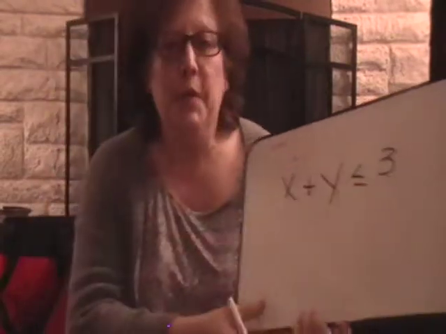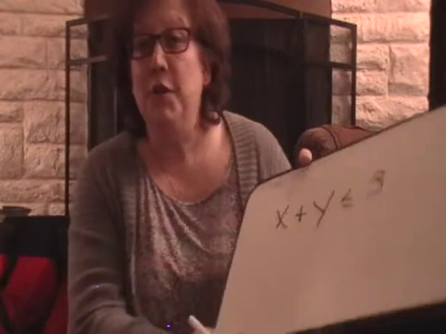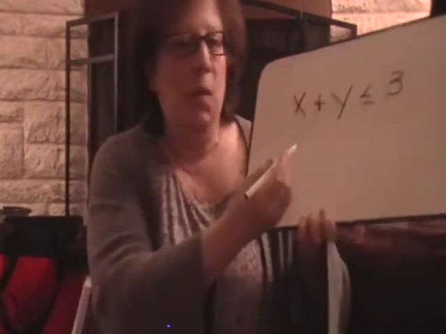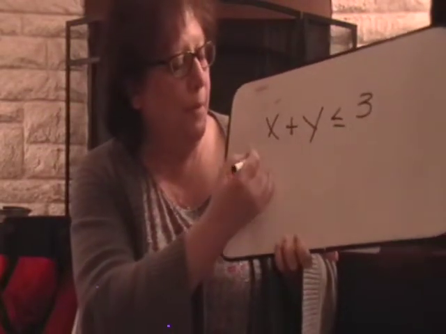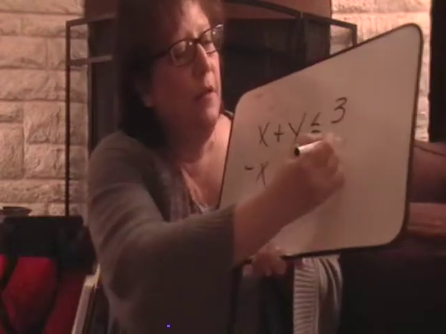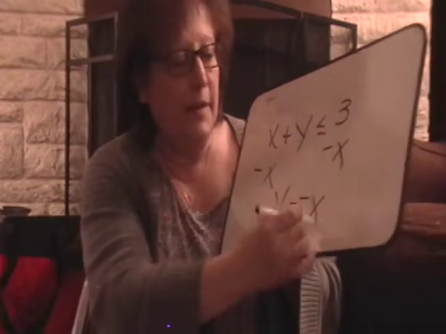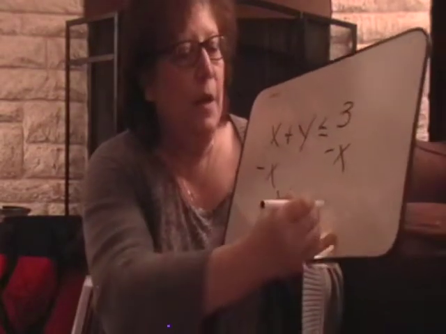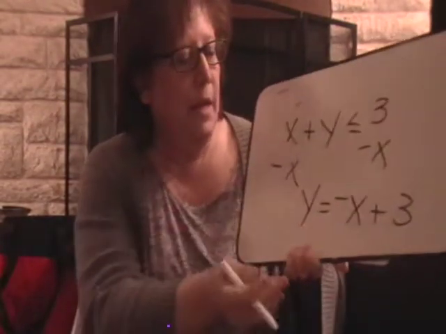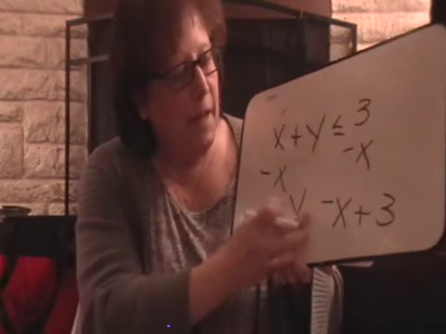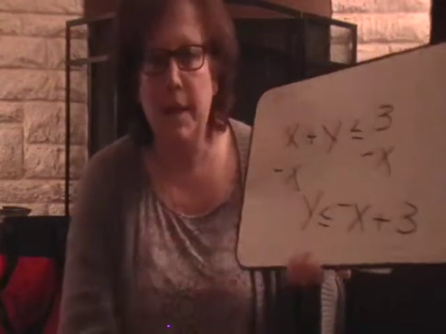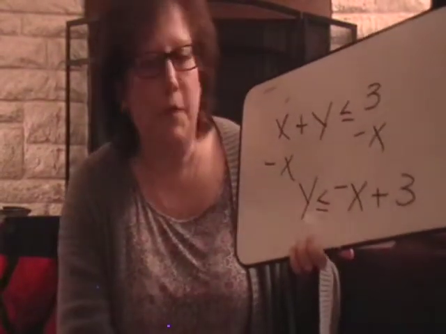And what we're going to do is put that on our graph. But first I have to change this so that it is y equals mx plus b. I'm going to move the x to over here, and I'm going to have y equals negative x. That means I have a negative slope, plus 3. Now, I can also put this back in. I can put my inequality sign in. That's going to be important in just a few minutes.